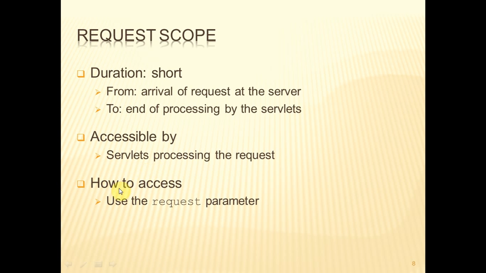And we gain access to the request scope by using the request parameter that is passed in to the doGet or the doPost methods. So that parameter that we've been using up until now, the request parameter, is more than just here is some information about the request itself, but it is also embodying the request scope.